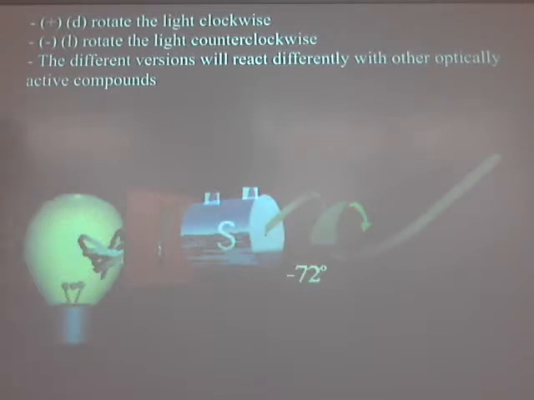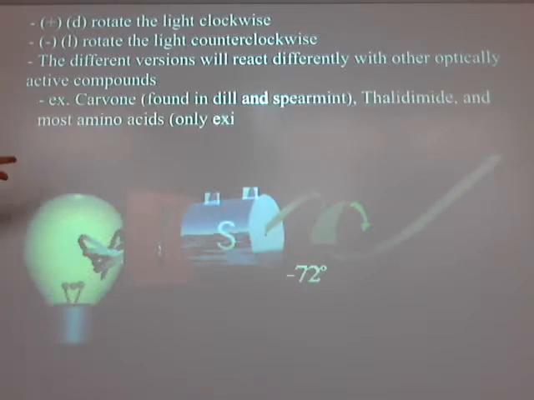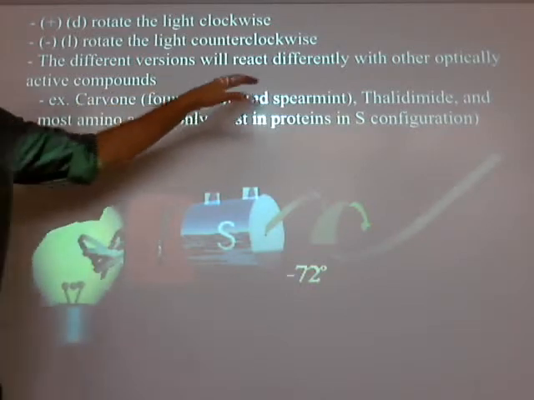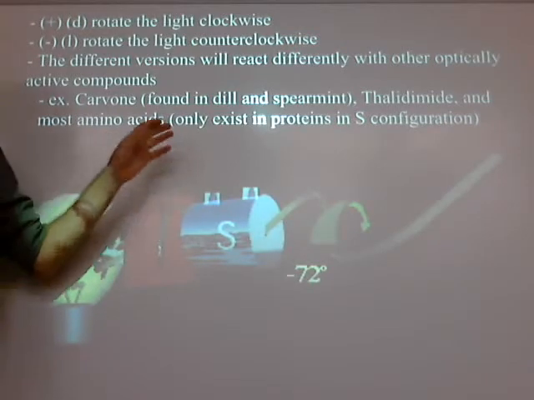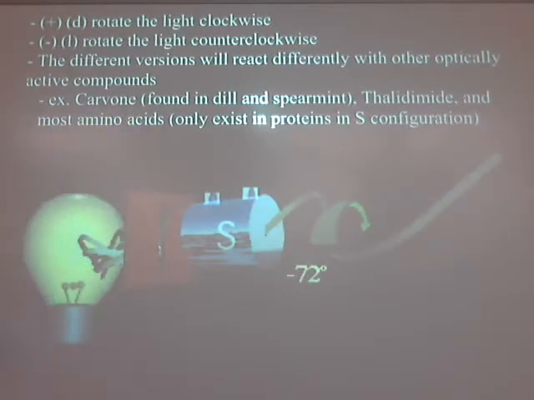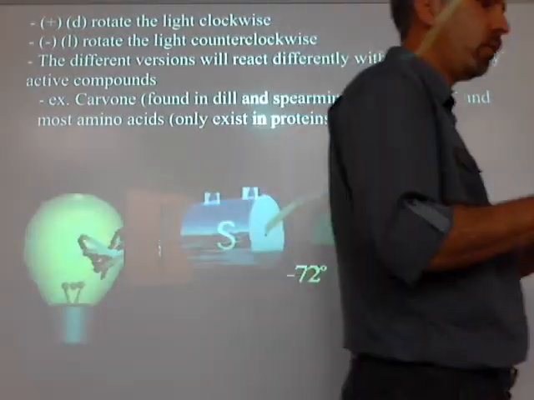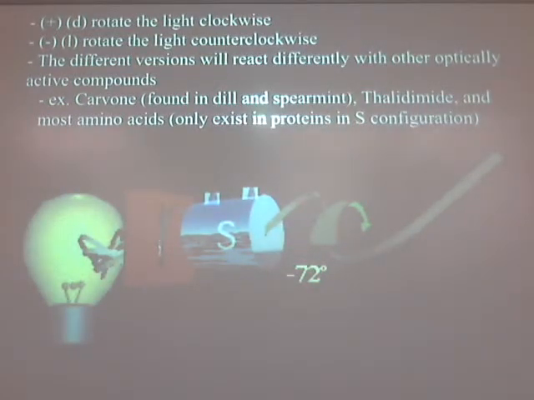So those are the ones I used a second ago. Carvone, which is in dill and spearmint, which you did smell. Thalidomide, which you have an article to read about, and most amino acids. I said all, I think not every amino acid. Most amino acids exist only in the S configuration in your body to make those proteins. That's what they use, right? Amino acids are used to make proteins, right? Yes. You remember that from bio, I hope.